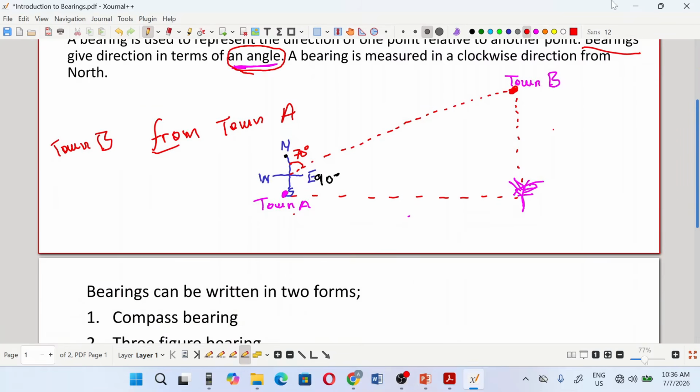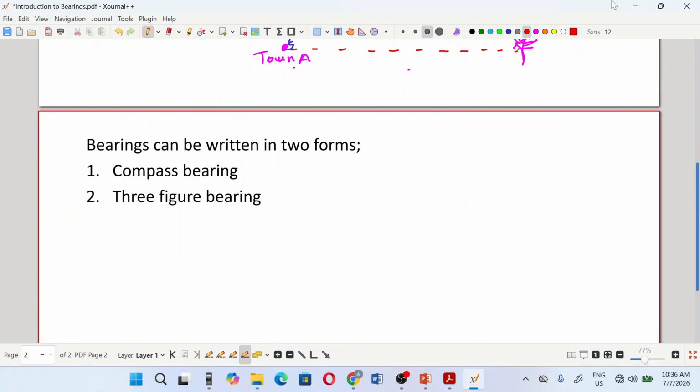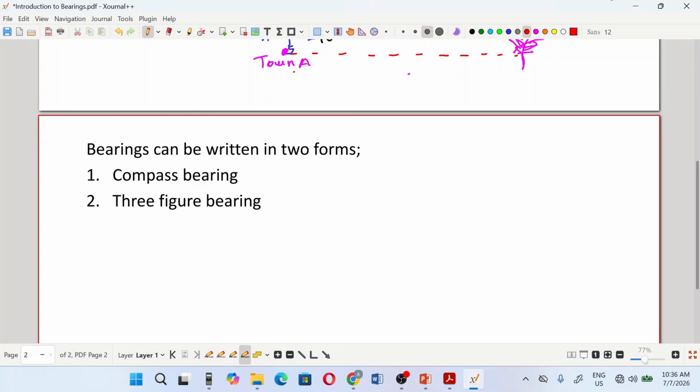Bearings can be written in two forms: as a compass bearing, or as a three-figure bearing. In our next lesson, we are going to look at how to write a bearing as a compass bearing and as a three-figure bearing, and how to represent them on a graph.